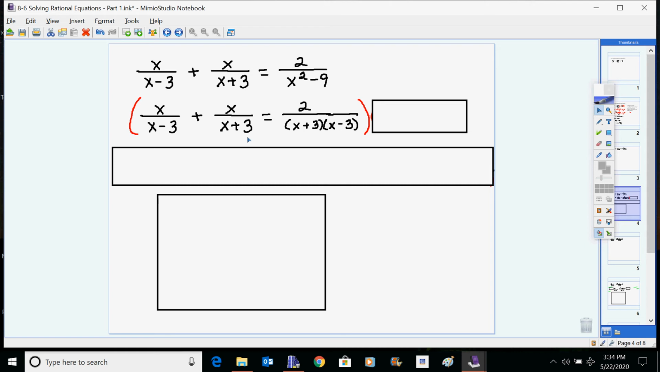Okay, remember when we were doing the like denominators for adding? So that's what you'll multiply by. You're going to multiply by x plus 3 and x minus 3.